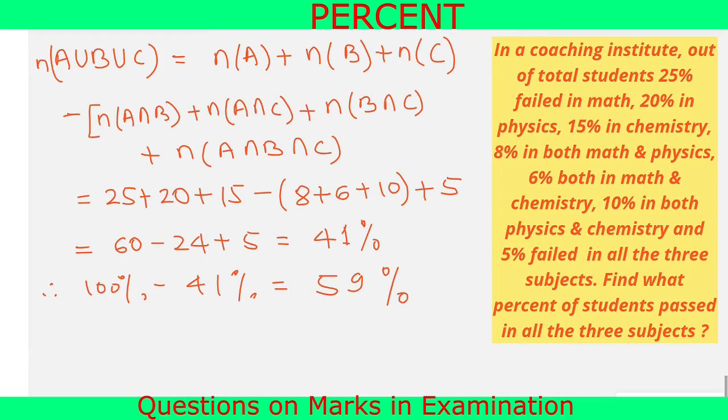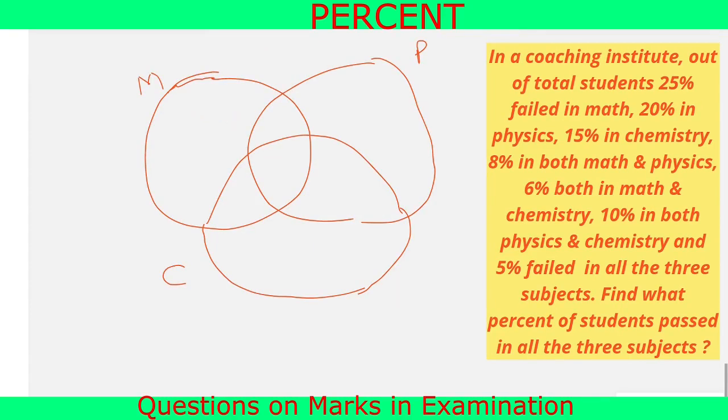This is the method of solving this type of question by set theory. Now we can solve it by Venn diagram method and we can reach the total of 41% who failed. So we go to the next page for solving it. Here we have made 3 circles intersecting each other. The number of students failed in all is 5%. So we put 5 here.